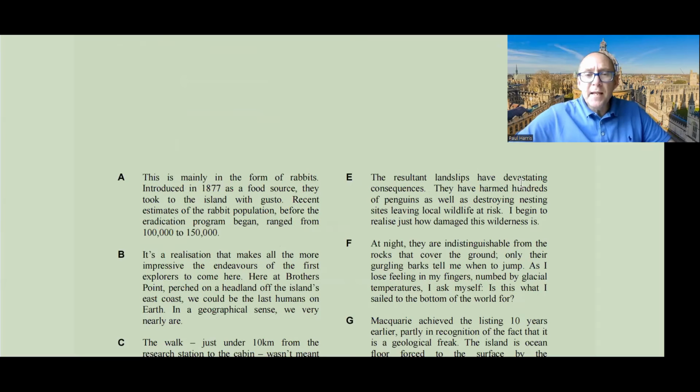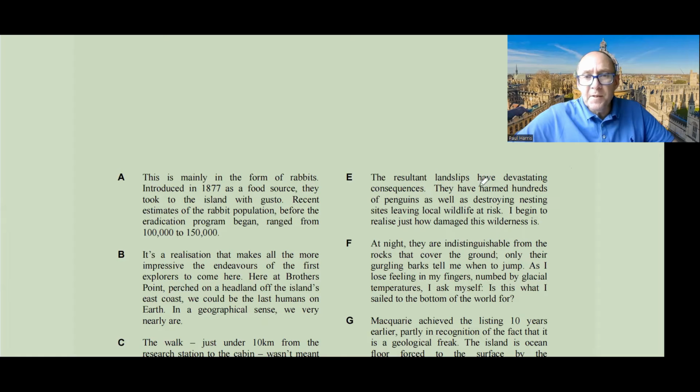Okay, let's read through E and see what happens. The resultant landslips have devastating consequences. They have harmed hundreds of penguins as well as destroying nesting sites, leaving local wildlife at risk. I begin to realize just how damaged this wilderness is. Okay, landslips is another word for landslide. Okay, so we're talking about the geography of the island and land moving, perhaps because of the rain, and causing great problems.